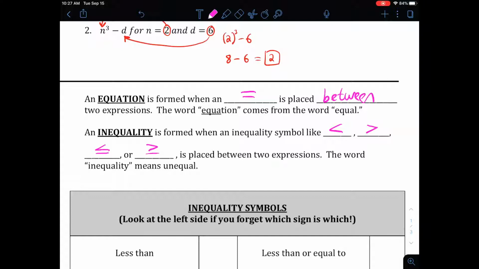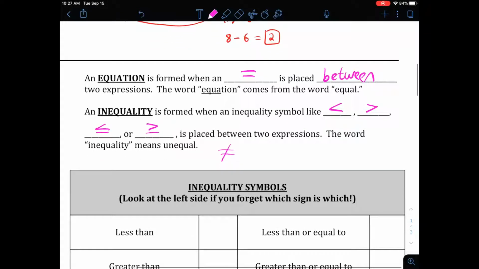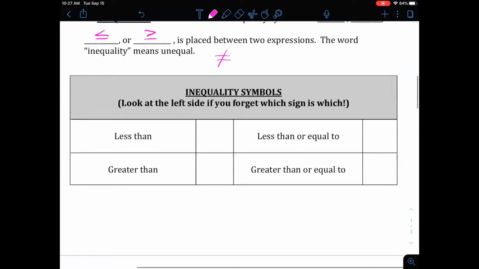And it says the word inequality means unequal. This also means unequal: if you do an equal sign with a line through it, that's also an inequality, but the inequalities we're talking about in math are mostly these 4. All right, awesome. Doing great.